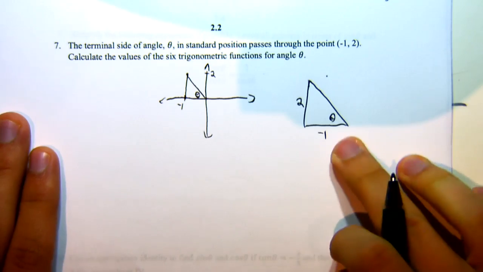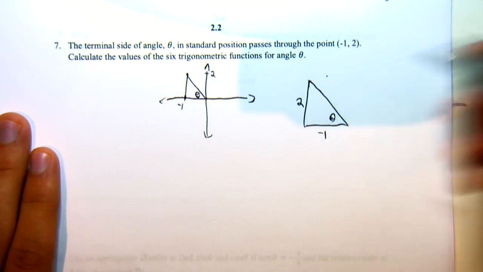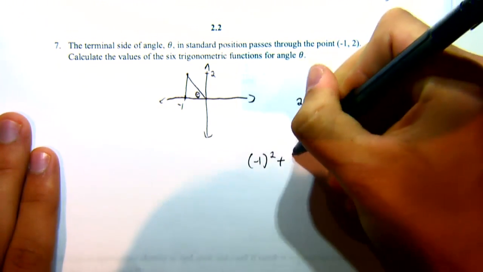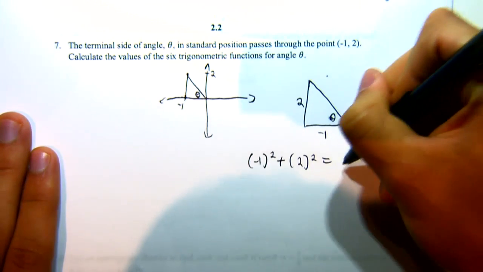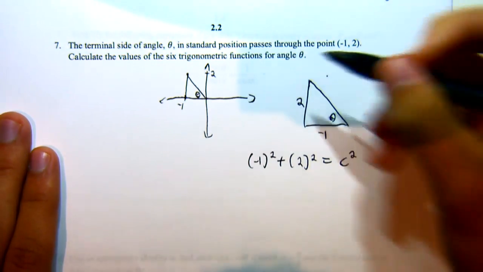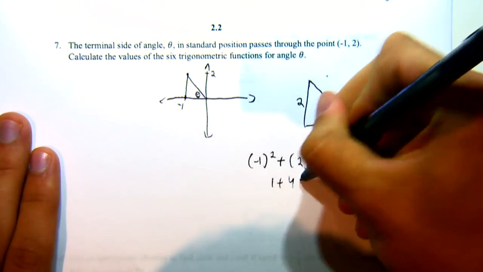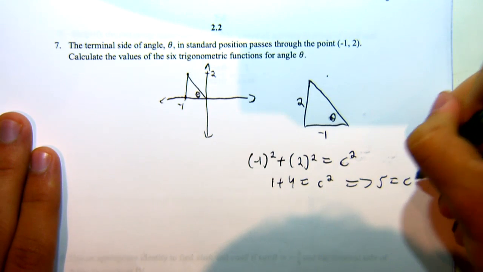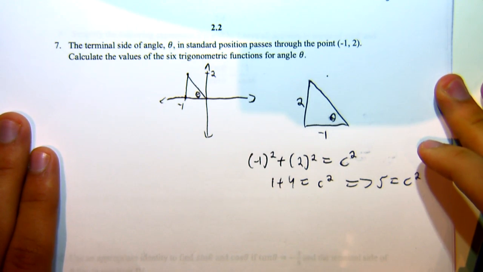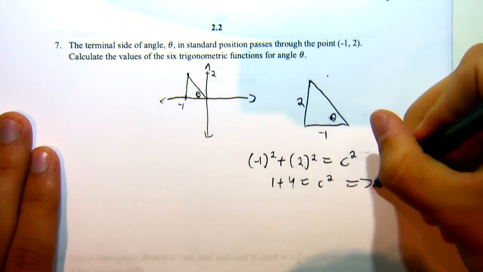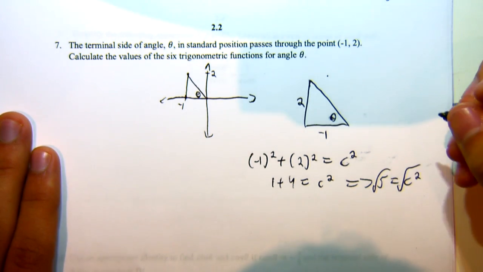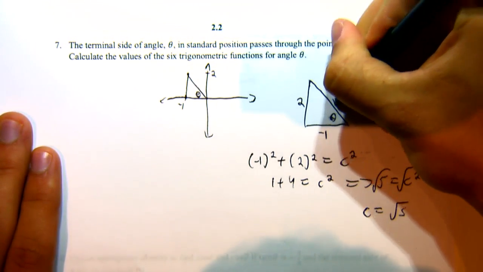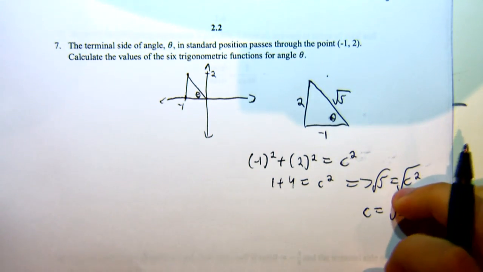We use Pythagorean theorem to find the length of this. So negative 1 squared plus 2 squared is equal to c squared. So 5 is equal to c squared. Alright, and then we take the square root, and c is equal to just square root of 5.